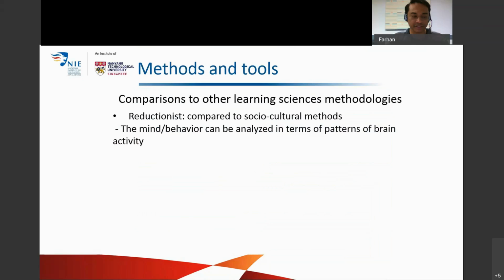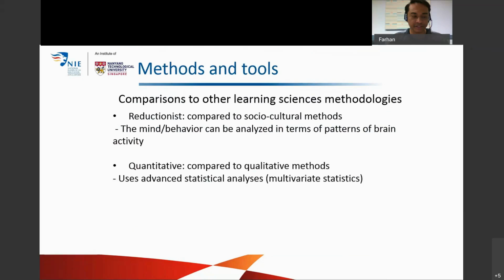The brain and how it controls the mind is the focus in cognitive neuroscience. Second, cognitive neuroscience is quantitative. It uses advanced statistical analysis, especially multivariate stats. You may have heard of ANOVA or ANCOVA, multiple regression, and so on. Cognitive neuroscience uses those statistics as well as many more. So if something is not quantifiable, cognitive neuroscience is unable to study it.